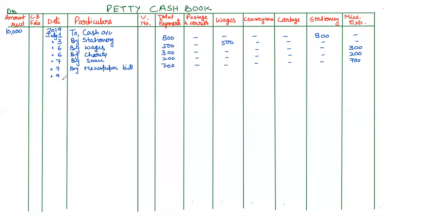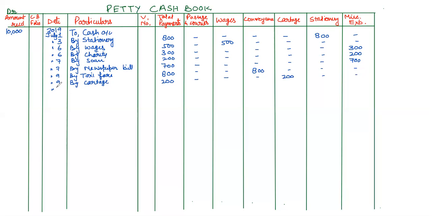Next date is 9, and we are paying taxi fare and cartage. So by taxi fare, and this amount is 800. First of all this amount will come in the total payment column, and taxi fare is part of conveyance, so it will come in the conveyance column also. Now next, on the same day, is cartage, and this amount is 200. First of all again this amount will come in the total payment column, and then the related column. Cartage is one of the modes of transportation that will come in separately.